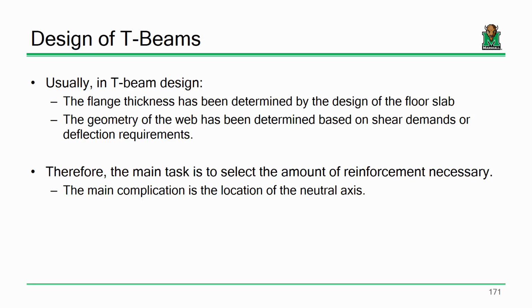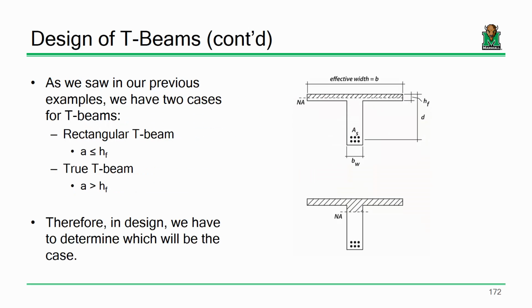Okay, so I'm going to try and stretch out the recap just so I don't have to use Paint again. I do want to recap where we left off last time. The big issue with T-beams is whether you're dealing with a rectangular T-beam or a true T-beam. One nice thing about T-beam design is your geometry is usually known. You usually know your flange thickness because it's essentially a slab, so you've got that pretty much pegged out.